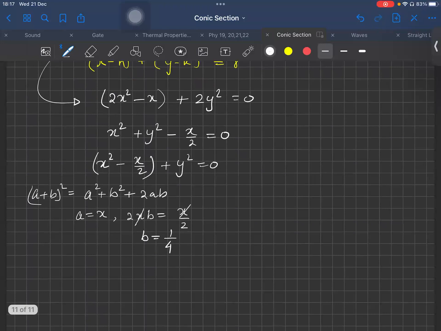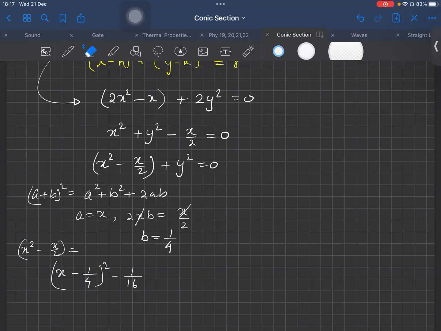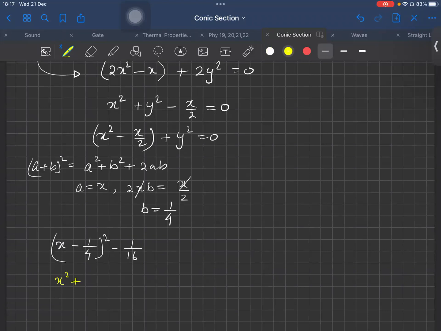So what can you write? You write this as (x minus 1 by 4) whole square minus 1 upon 16. Can you write like this? This will be your x square minus x by 2. Can you write this or not? Just tell me. See how: x square plus 1 by 16 minus 2x into 1 by 4 minus 1 by 16. So this will get cancelled and you'll get x square minus x by 2, right? That's what you are getting here.